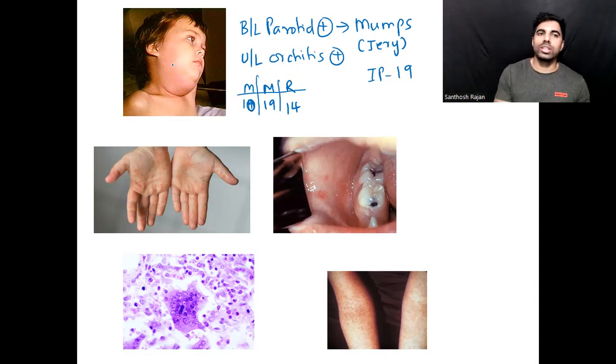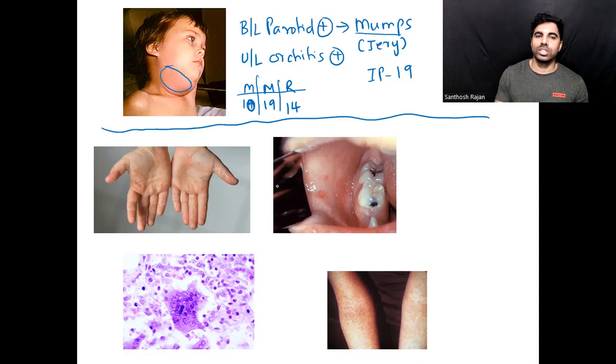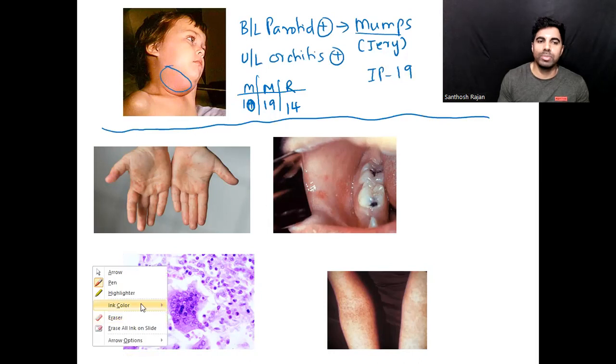Okay, so remember, this is a parotid swelling. Bilateral parotid swelling means mumps. You can have this question. Please don't make a mistake in that question. Now the next question. So mumps we did. Next is the measles. From measles you can always expect a question.